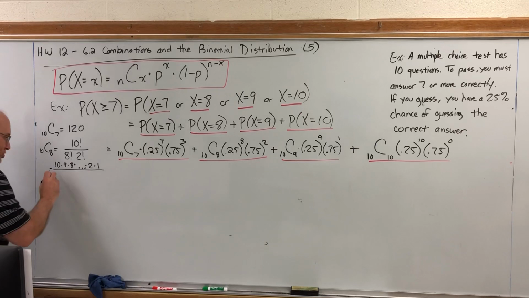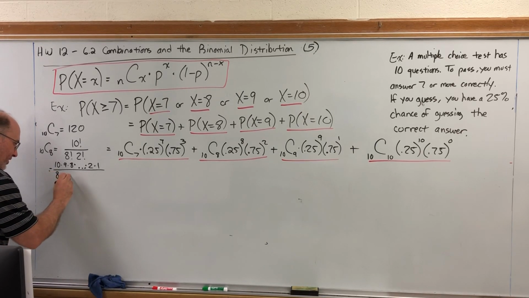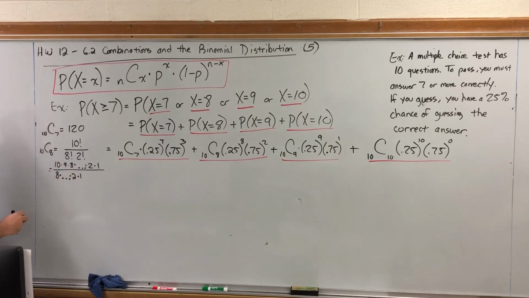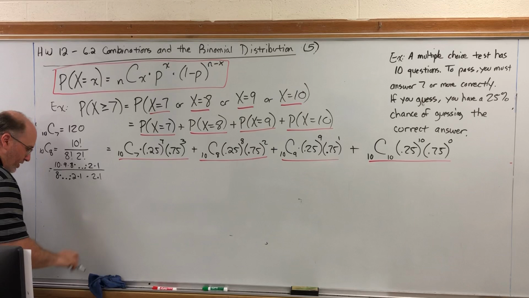Downstairs we have an 8 factorial. I'm going to start it with an 8, but it goes all the way down to 2 and 1, just like the other 8 up there did. And then we have this 2 factorial, which is just 2 times 1.